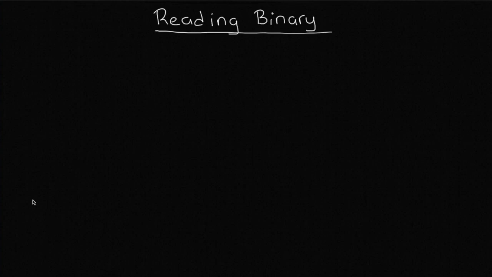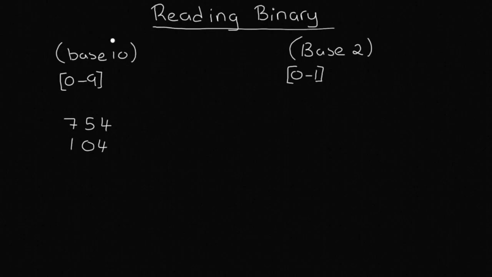Hello everyone, in this video we're going to learn how to read binary. While reading binary we can compare base 10 to base 2. Base 2 is our binary way of counting and dealing with numbers, while base 10 is the one that we're more familiar with, the one that we would have used in maths before. So we use the numbers from 0 to 9, while in binary we only use the numbers 0 and 1.